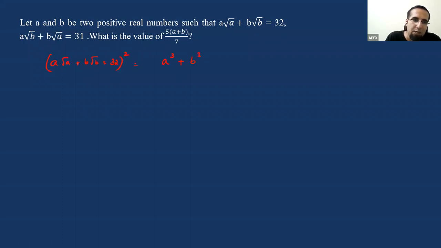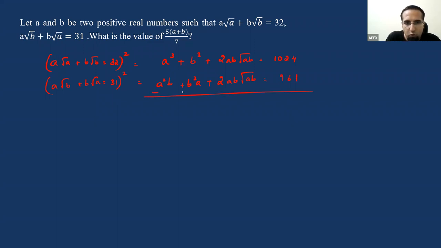Plus 2AB, right? So that will give you plus 2AB, and that will give you root AB, is equal to 32 square. 32 square is equal to 1024. Similarly, I have A root B plus B root A is equal to 31. Now, if you observe, if you square this also, we will get 2AB into root AB. And this will give you how much, guys? This will give you A square B plus B square A plus this is equal to 961.